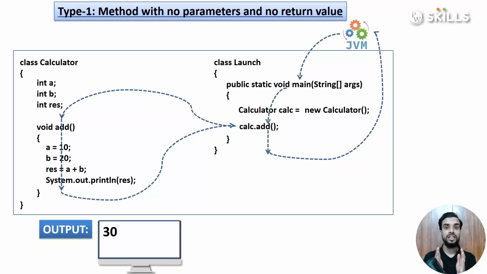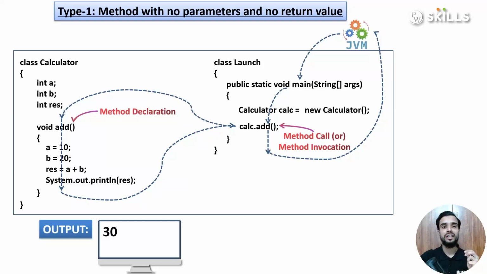Now, whatever this statement that you see within the program, which happens to be calc.add, this is what we technically refer to as method call or method invocation. But what about this add method that is present inside the calculator class, sir? That is what is technically referred to as method declaration. That means every information about that method is going to be present. That component is what we technically refer to as method declaration.